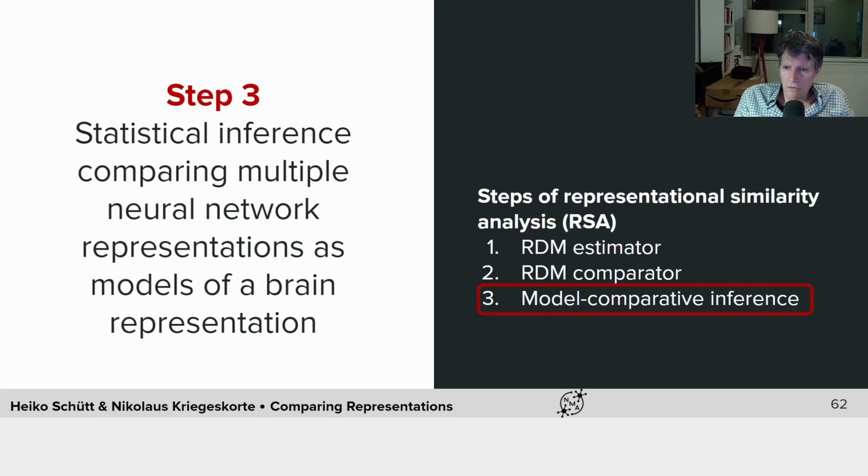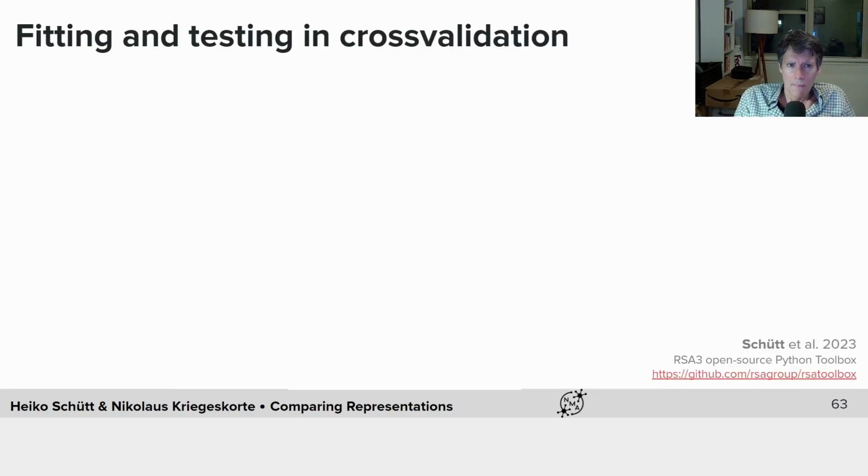All right, let's talk about step 3. Step 3 is model comparative inference. So now we're talking about statistical inference comparing multiple neural network representations as models of a brain representation. We want to compare these models. We think maybe some models are better models of a representation in the brain than others. And we hope through these comparisons to gain insights into the computational mechanisms underlying brain computations.